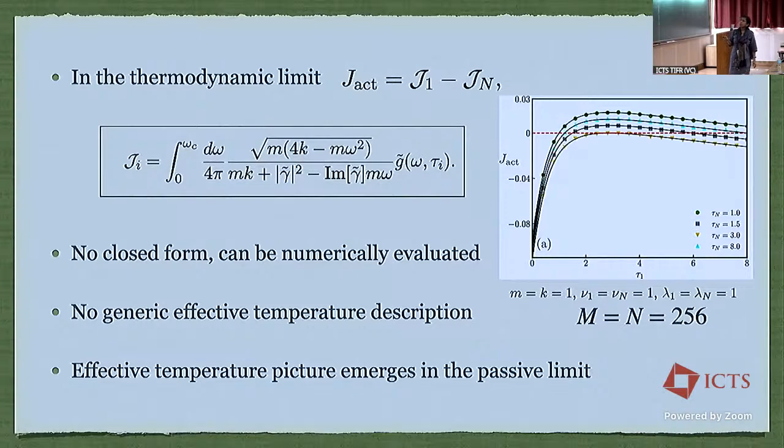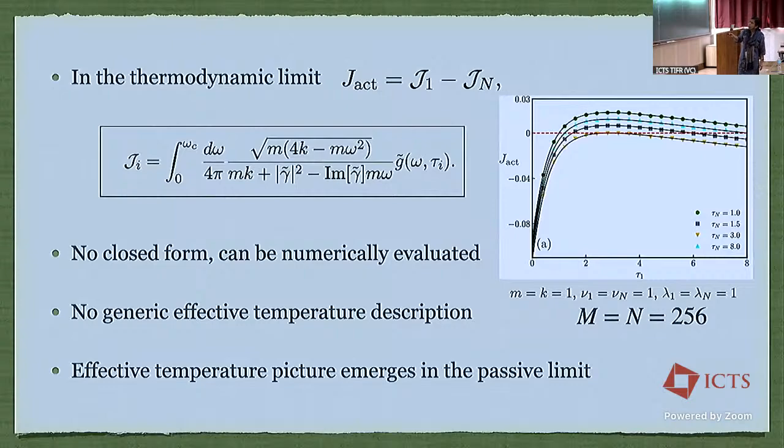And now we see something very intriguing: a non-monotonic function. Let's follow one curve, the gray squares. This is for tau n equal to 1.5. I'm varying tau 1. It starts from some negative value. Tau 1 is smaller than tau n, so there's a negative current flowing through the system.